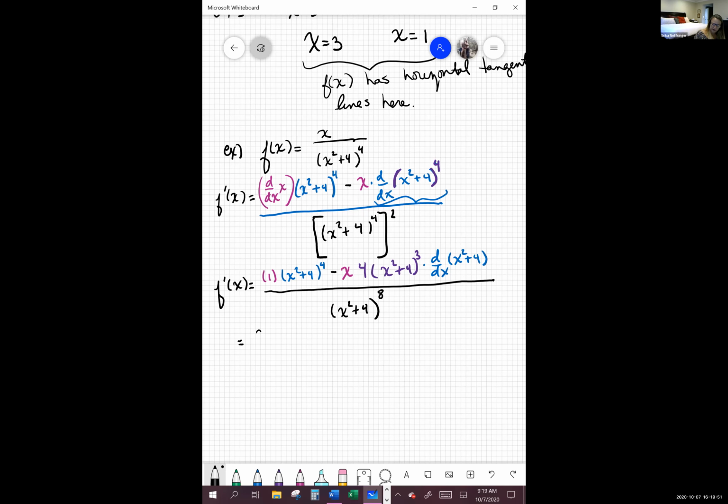Okay, so we're left in the numerator with (x squared plus 4) all raised to the 4th power, minus x times 4, or 4x, times (x squared plus 4) quantity cubed, times the derivative of the inside. So the derivative of x squared is 2x. The derivative of the constant is 0, all over the denominator squared, which ended up being (x squared plus 4) raised to the 8th power.